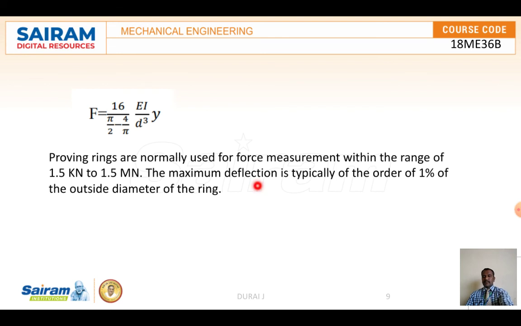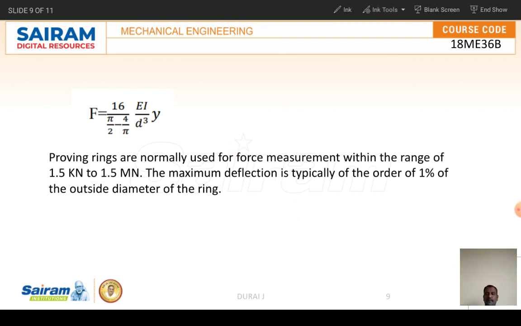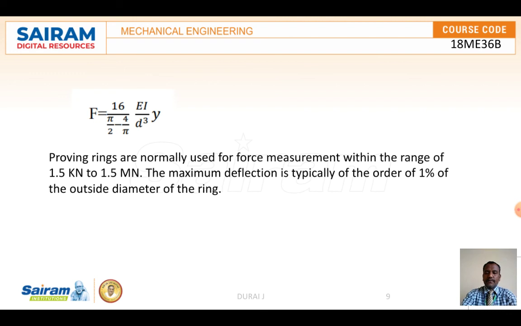Here we can measure the force with the help of this formula: F = (16 / (pi/2 - 4/pi)) * (EI / d cube) * y. Already we know that E is the Young's modulus, I is the moment of inertia, d is the diameter, and y is the deflection. So these are the things we will know.